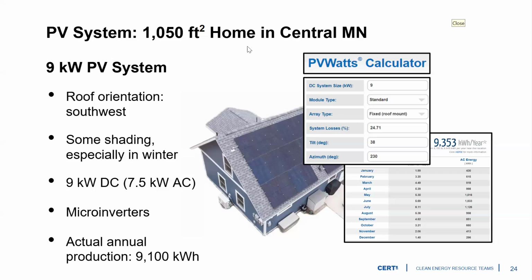So the system that was installed was a 9 kW DC system, or 7.5 kW AC, because you lose a little when it goes through the inverter. It has microinverters, and the annual production from the array is 9,100 kilowatt hours per year.